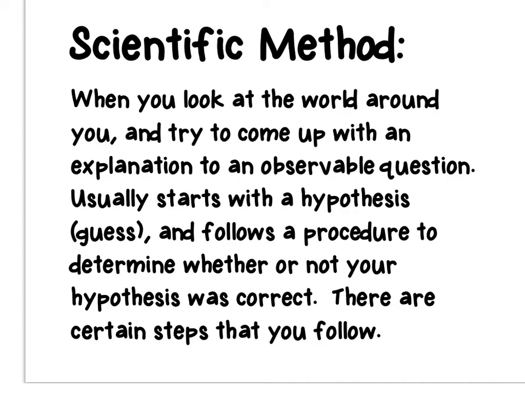Scientific method is a concept that you should already be familiar with from the beginning of the year. If you recall, a scientific method is when you look at the world around you and you try to come up with an explanation to an observable question. This usually starts with a hypothesis or a guess as to what the answer to that question is, and then a procedure follows afterwards, determining whether or not your hypothesis was correct. If you remember, there are certain steps that you have to follow when completing the scientific method. Can you name them all and in order?